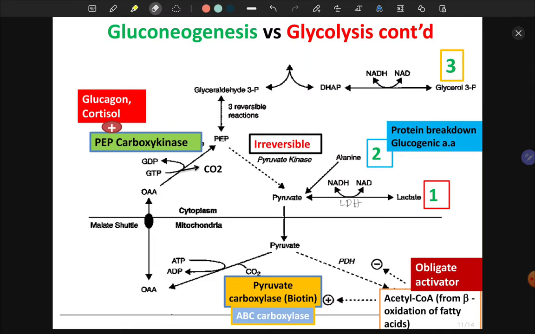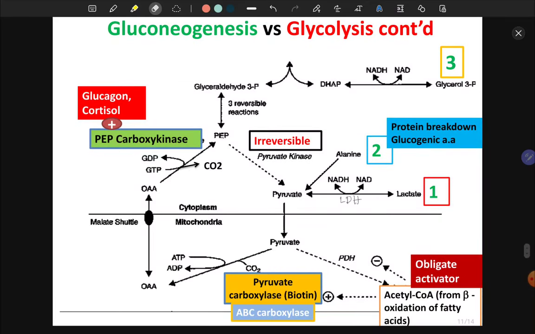What about fatty acids? Fatty acid goes to the TCA cycle as a source of energy. One, two, three are the three non-carbohydrate precursors of glucose for gluconeogenesis. Glycolysis should be reversed.